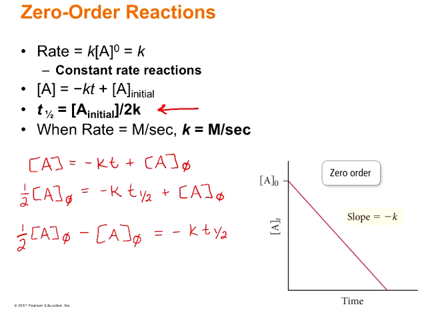So essentially on the left-hand side, we have 1/2 minus 1. So what is 1/2 minus 1? That'll give us negative 1/2 of our initial concentration, which is equal to negative k t 1/2. And then if we solve for t 1/2, our negatives will cancel, so it becomes positive. But then we'll also end up with our initial concentration of A over 2 times k.